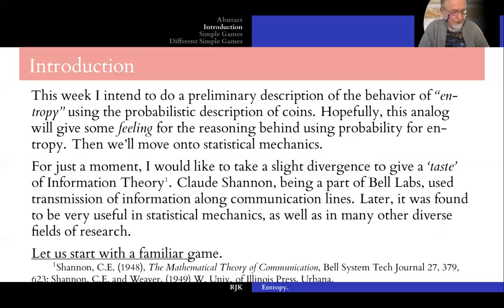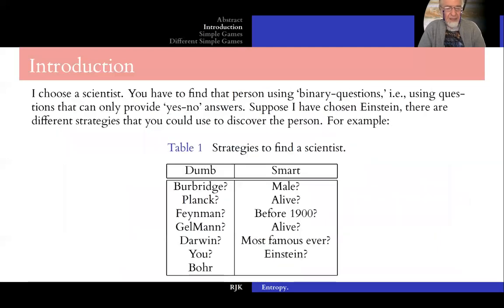So if you remember back when we talked about quantum theory a couple of times, we had the contextual theory, or the context game that we had. This is going to be similar to that, but the usual way of doing it instead of the quantum theory way of doing it. So I choose a scientist. You have to find that person using binary questions only. That is, you can only ask a question that can be answered yes or no. Since Einstein was always my ideal, I probably would choose Einstein, and you'd probably guess it if you knew me, but let's assume you didn't know me so well.